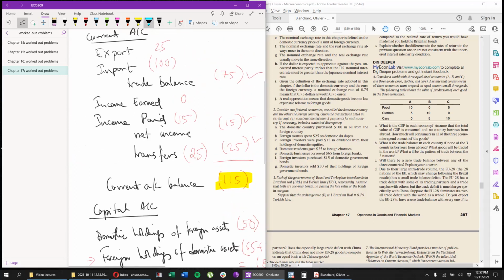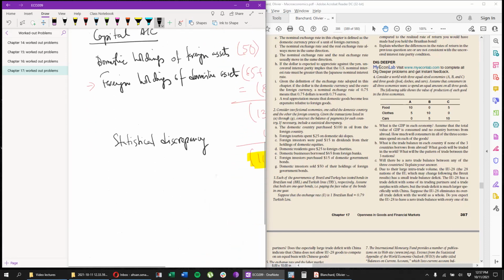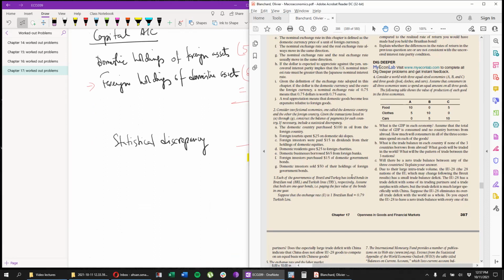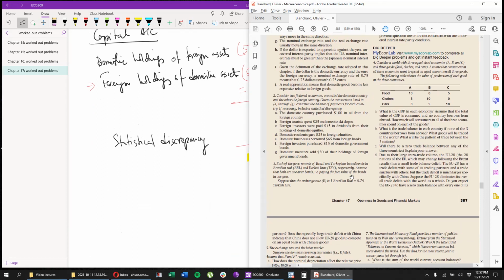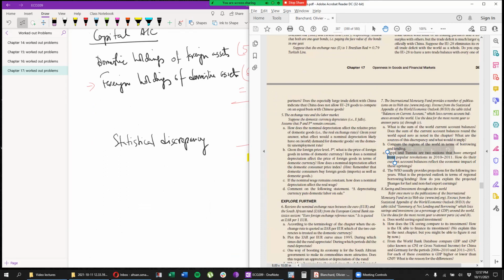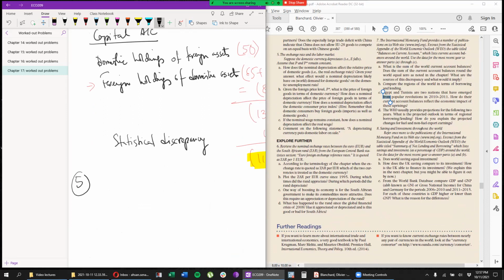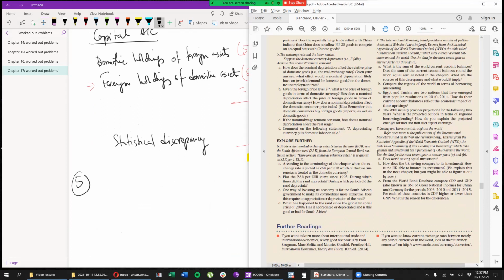So this was for domestic country. I'll let you guys solve this for the foreign country. Okay. So that was number 2. I'm going to do number 5. It's a fairly interesting problem as well. So let's take a look at number 5.